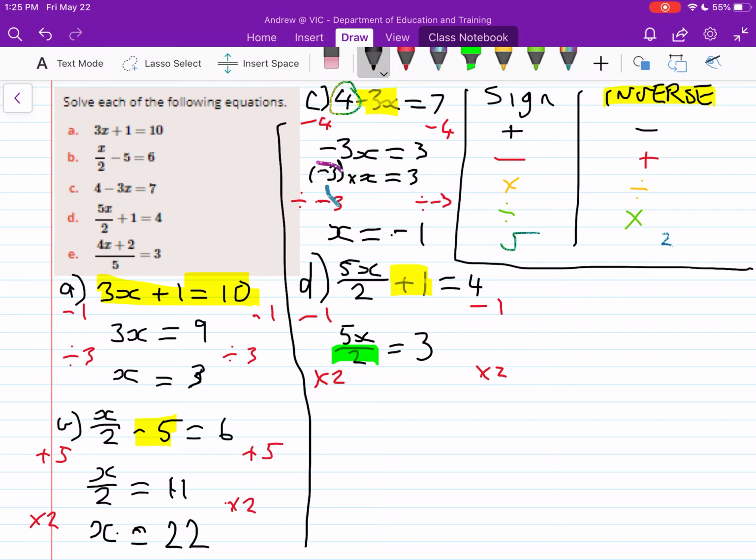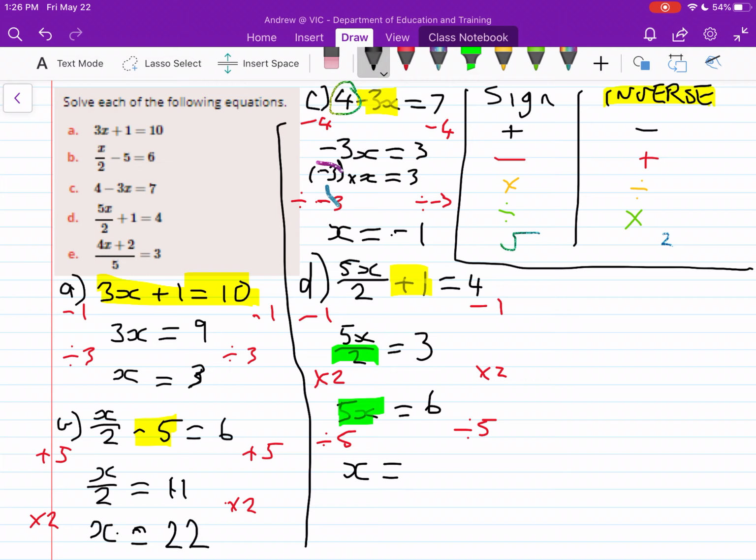So here we're left with 5x is equal to 3 times 2, which is equal to 6. Alright? So finally we're left with 5x here, which is 5 times x. So to get rid of 5 times x, we need to divide by 5. Alright? So 5x divided by 5 is x.